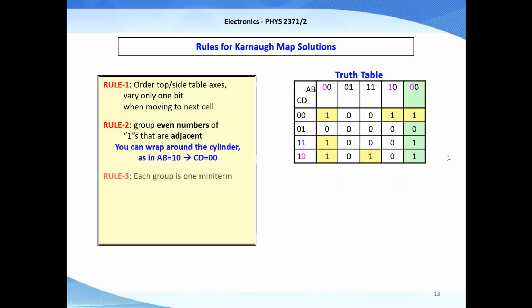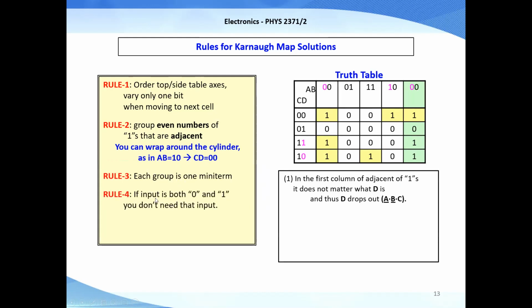And you can wrap around this cylinder, and I'll get to that. Each group is 1 mini term. If an input is both 0 and 1, you don't need that input. That drops out.